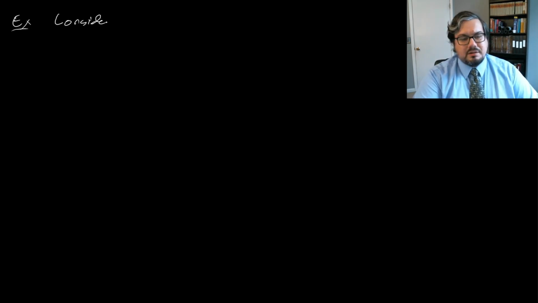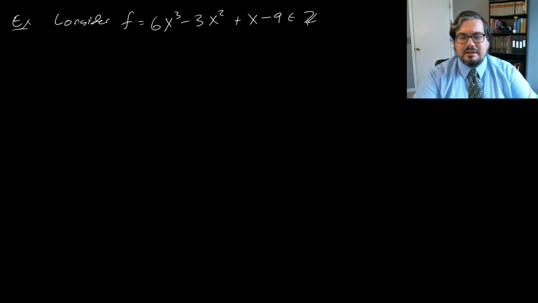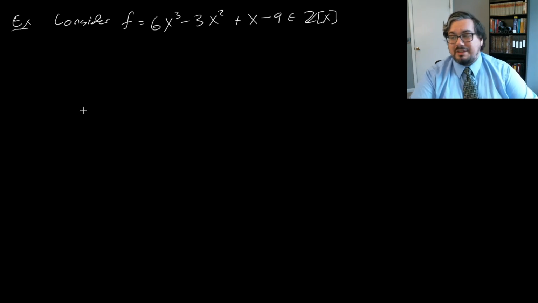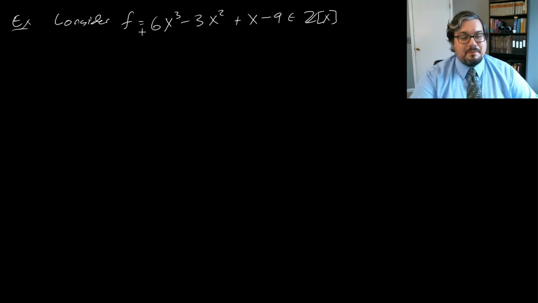Consider the polynomial f, which is 6x cubed minus 3x squared plus x minus 9 in the polynomial ring over the integers. To use the strategy in the previous example, we're going to want to reduce this polynomial modulo p, where p is some prime that doesn't divide the leading coefficient. The leading coefficient here is 6, and so the smallest prime that we might try reducing by is 5. So let's suppose p is 5.